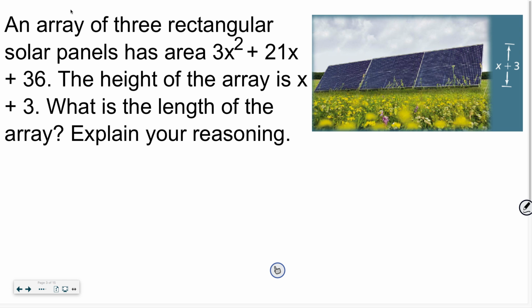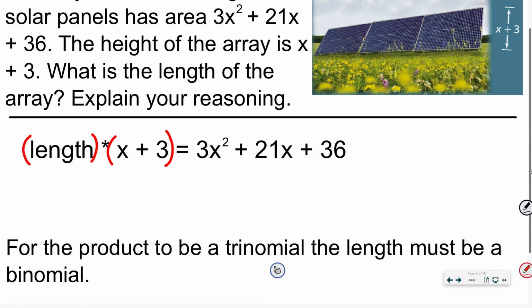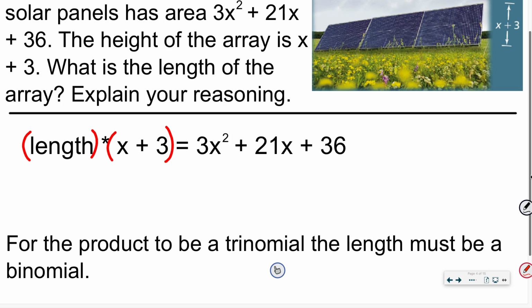Okay, we're going to actually use a very similar example to what we started with when we first factored trinomials. We have an array here of 3 rectangular solar panels, and it has an area of 3x squared plus 21x plus 36. We know the height, and we're going to find the length. Just like any other rectangle, we calculate the area by multiplying some binomial, a length, times x plus 3, and we end up with the trinomial 3x squared plus 21x plus 36.